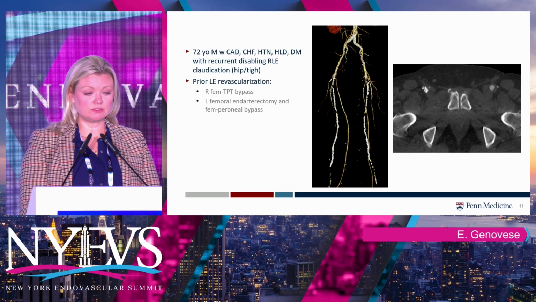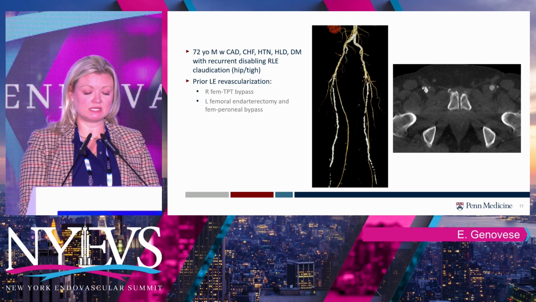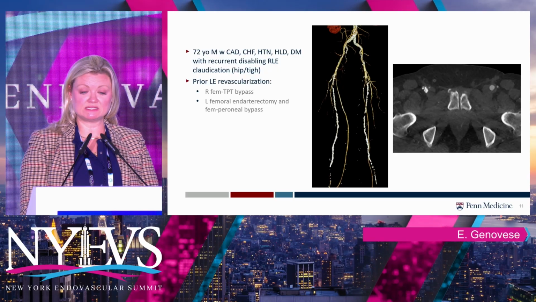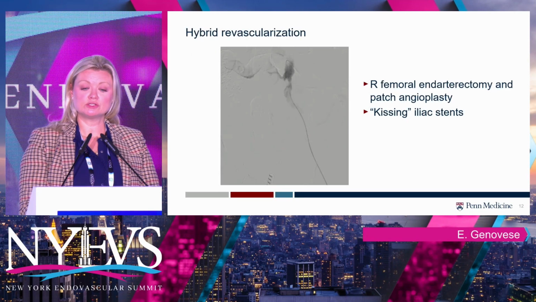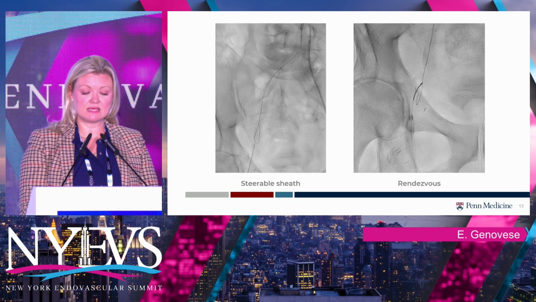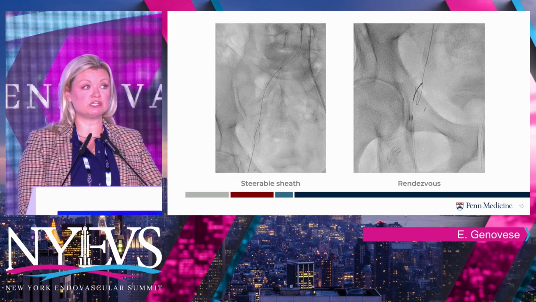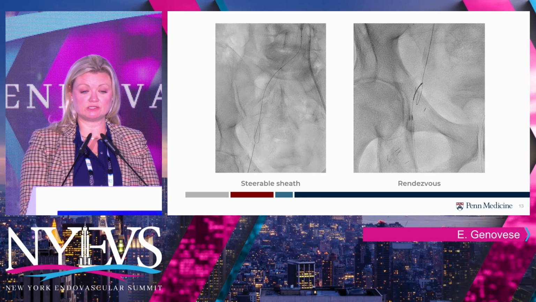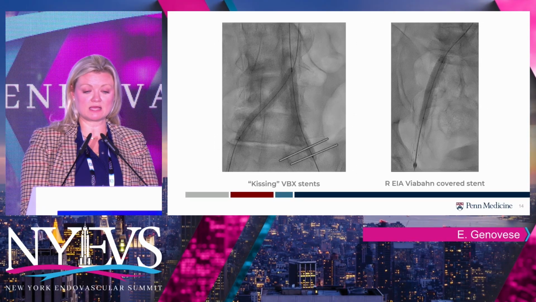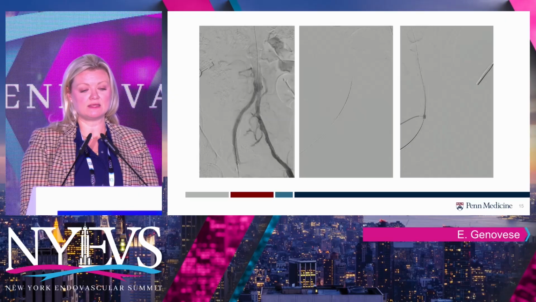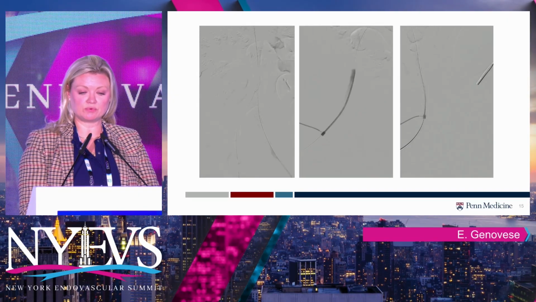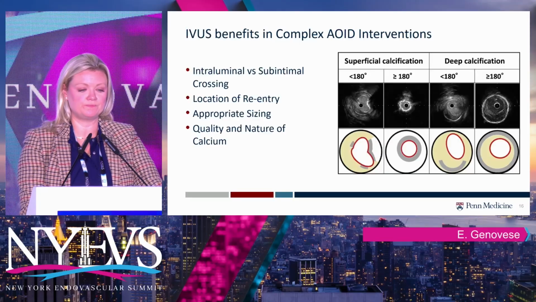So here's a 72-year-old male with a history of hypertension who had claudication, had a prior fem-fem bypass with significant femoral disease there. So ultimately underwent a right femoral endarterectomy with kissing iliac stents, and you can see we utilized a steerable sheath to come up and over in order to engage the true lumen proximally. Using a rendezvous technique, we can get through-and-through wire access and utilize kissing stents, and then a Viabahn into the common femoral artery on the right side into the prior patch with a very nice result.